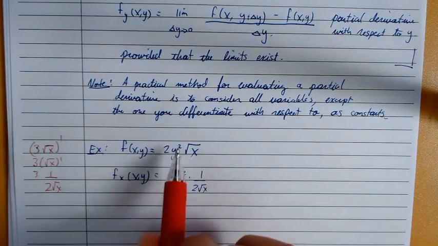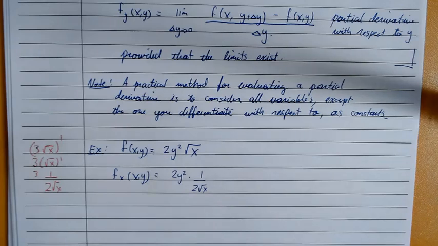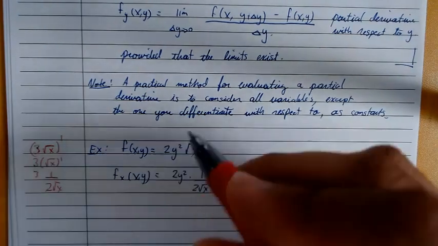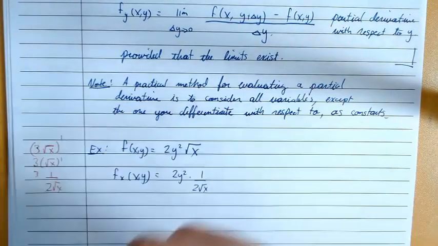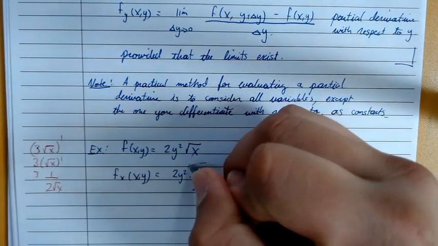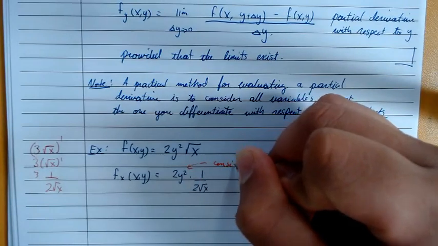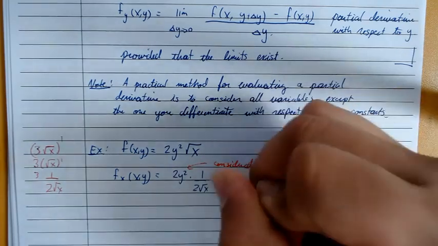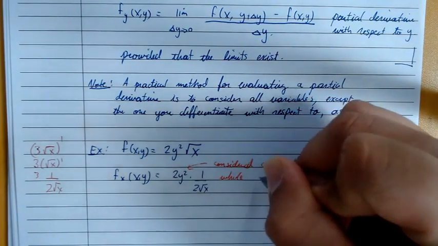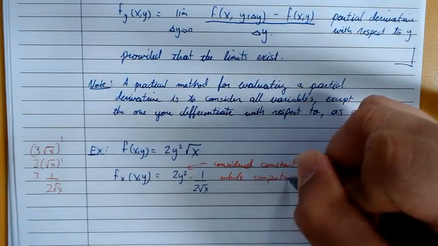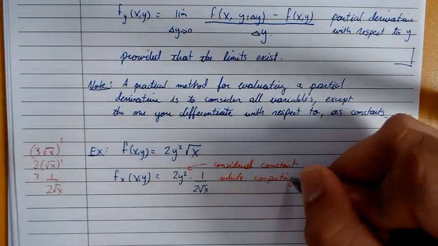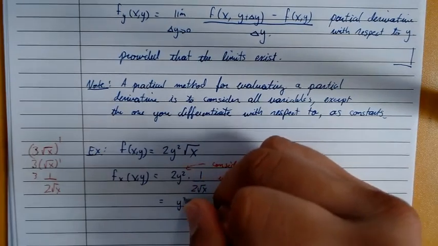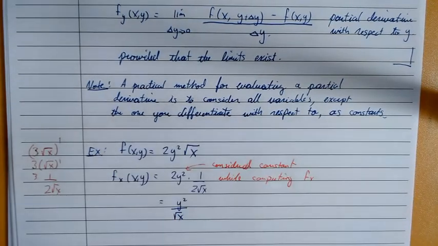But here, this is being treated as a constant. Is it a constant? Of course not. It's a variable. But for the purposes of taking this derivative, it is constant. So here, this was considered constant while computing f sub x. And now you can simplify. The 2's divide out, and you're left with y squared over root x. And that makes us happy.